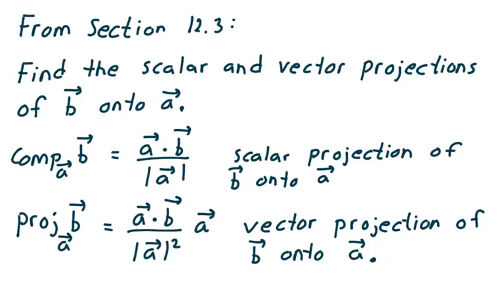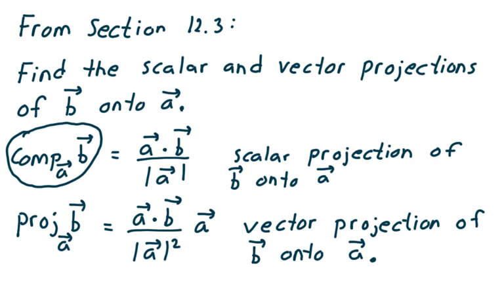This is a video from section 12.3 in a Calculus 3 class. The directions say to find the scalar and vector projections of B onto A. The scalar projection of B onto A is the dot product of A and B divided by the magnitude of A. And we're going to label this scalar projection the component of B onto A. That's what that symbol represents.